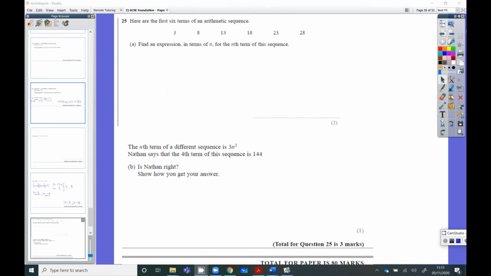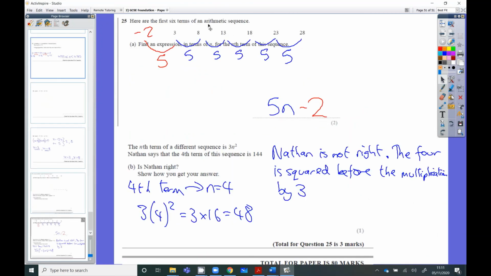Question 25. For part A, this is an arithmetic sequence, so we've just got to work through the process for working out the nth term expression. Step 1, see how much you're going up by each time, and we're going up by 5s. So our first term is 5n. Had we been going up in 6s, it would have been 6n, and so on. Now we then have to do this little adjustment.